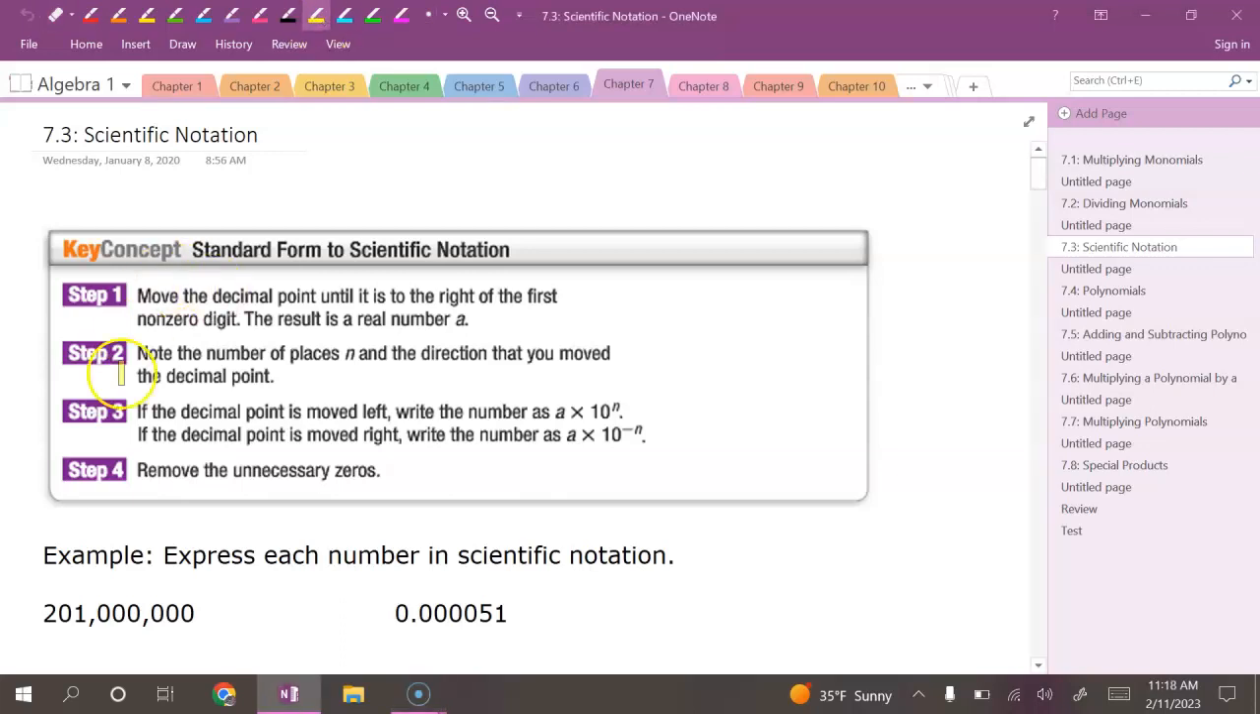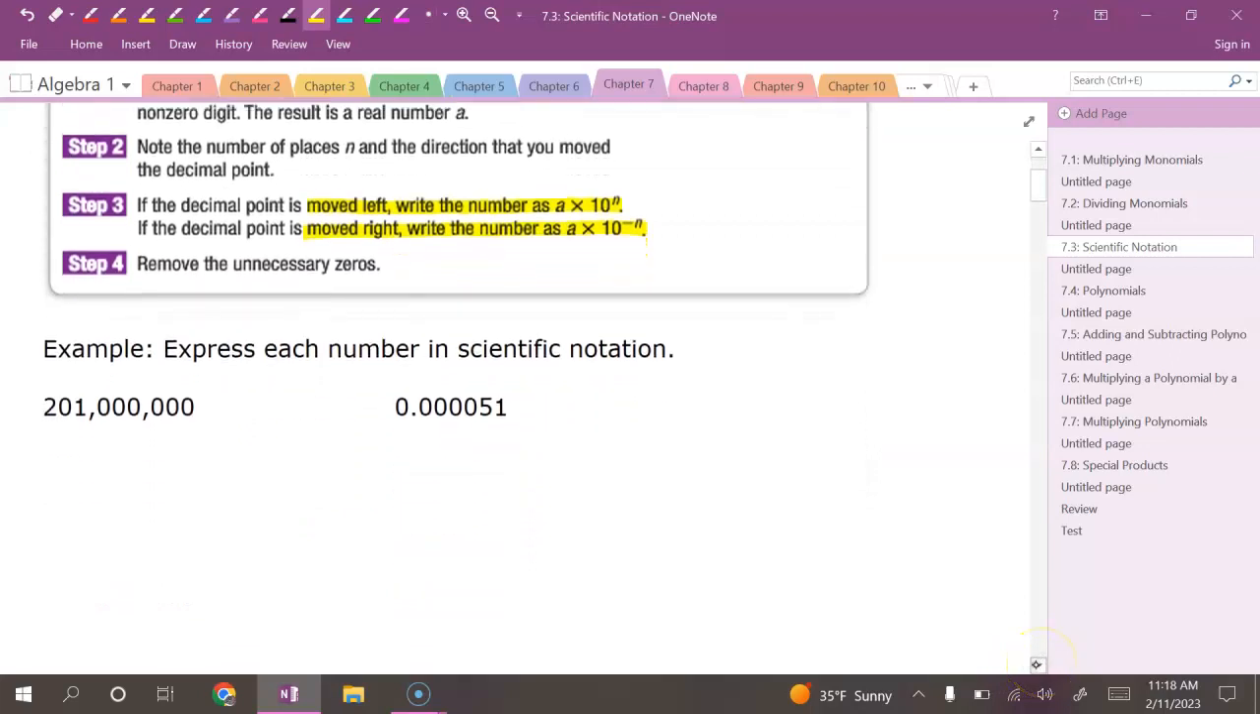Because right here in this box, if you moved it to the left, you're going to multiply by 10 raised to a positive exponent to represent scientific notation. If you moved it to the right, you're going to have a negative exponent. And that just lets the person know when they're looking at the number whether the number that they have in scientific notation started either as a really big number or a really small number, depending on which direction the decimal point was moving.